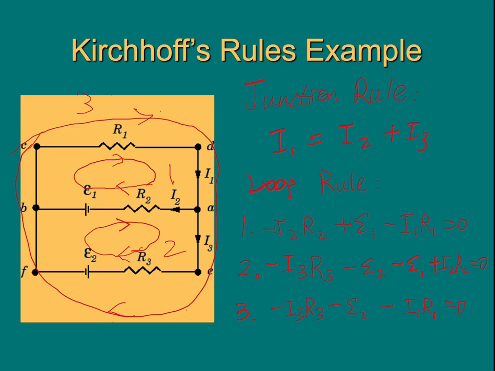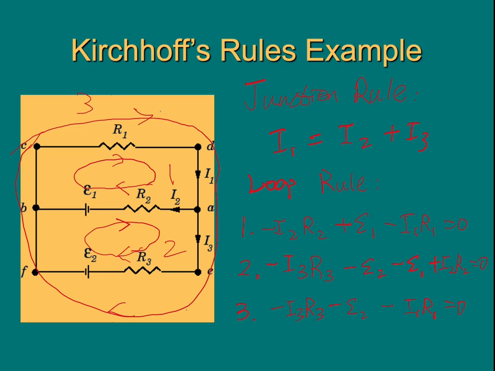We can have loop 1. I have chosen loop 1 to be clockwise. Actually, I choose all loops to be clockwise. Loop 1, loop 2, loop 3. Let's start with A for all the loops. For loop 1, we start with A. The loop direction goes from A to B.